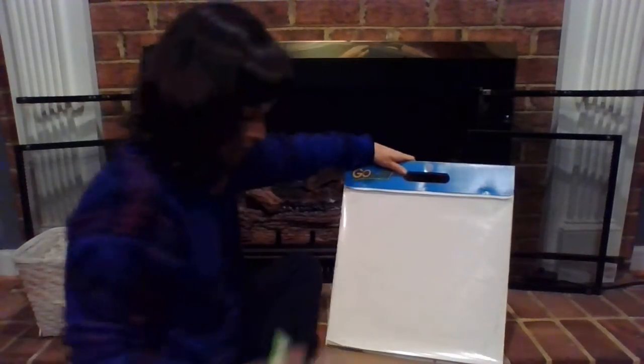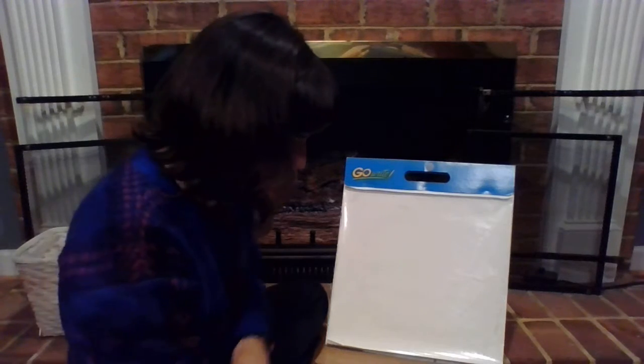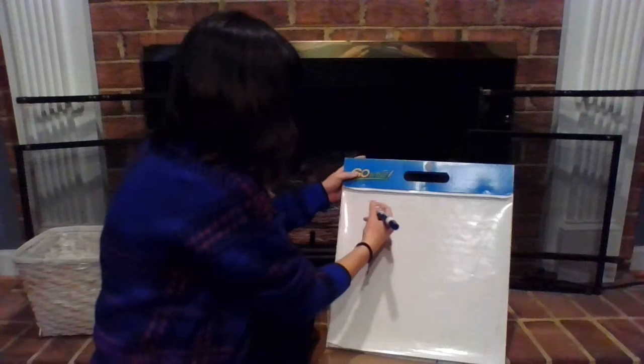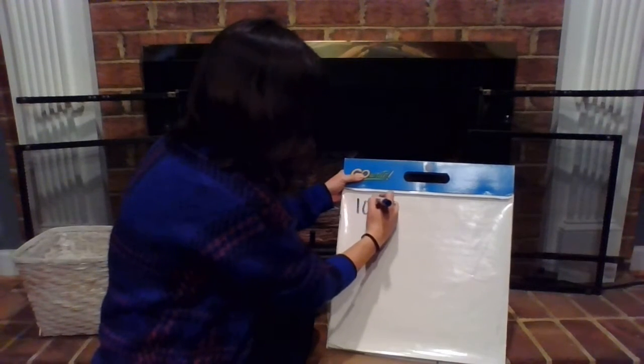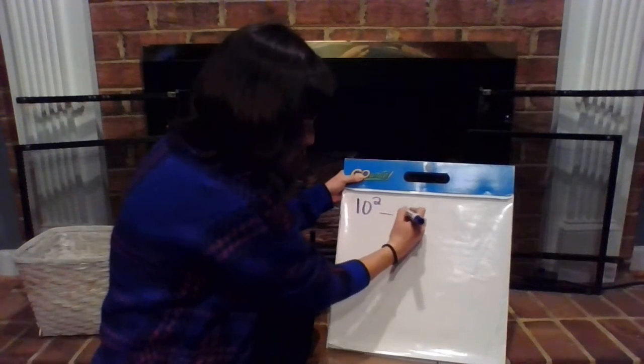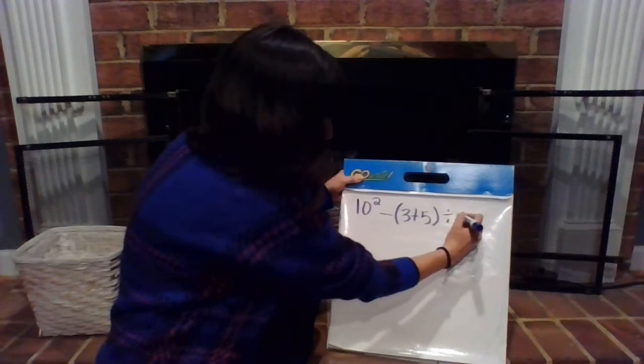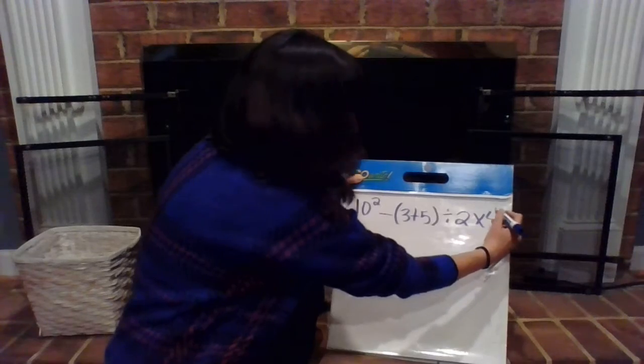Wednesday number 1, my favorite, PEMDAS. Wednesday number 1 says evaluate the following expression. So we have 10 squared, or 10 to the second power, minus 3 plus 5, divided by 2 times 4.